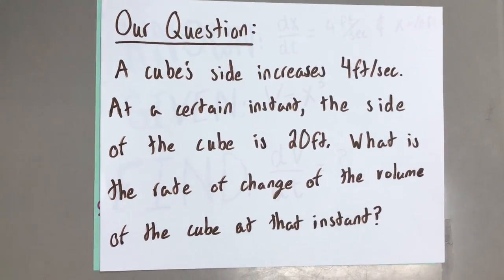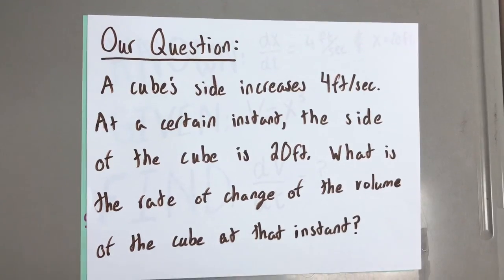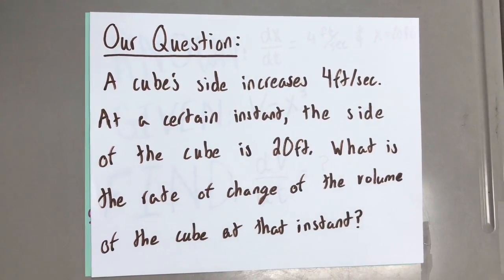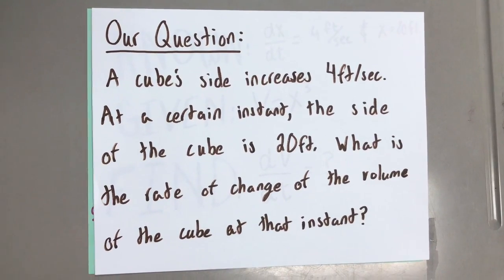So then we have our next question. Our question was, the cube side increases at 4 feet per second. At a certain instant, the side of the cube is 20 feet. What is the rate of change of the volume of the cube at that instant?